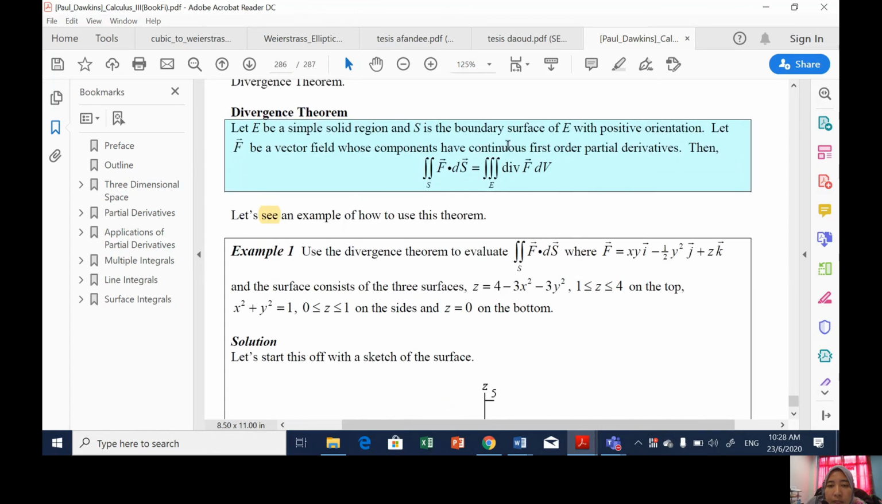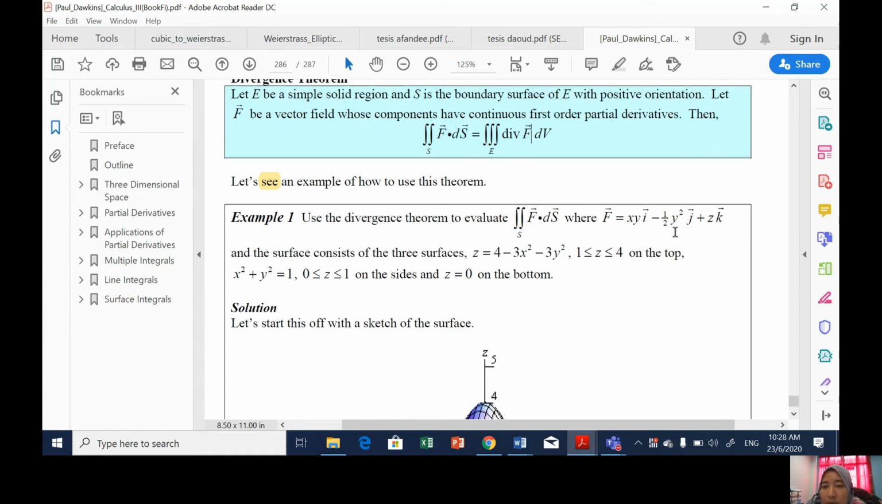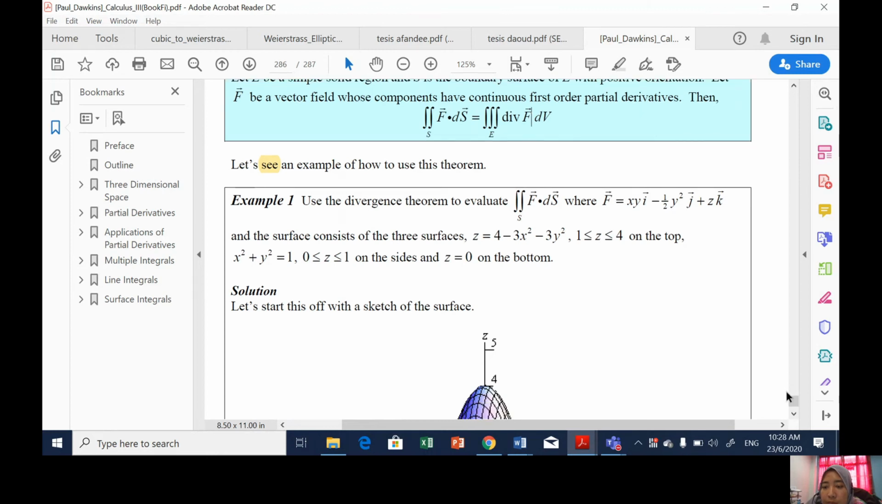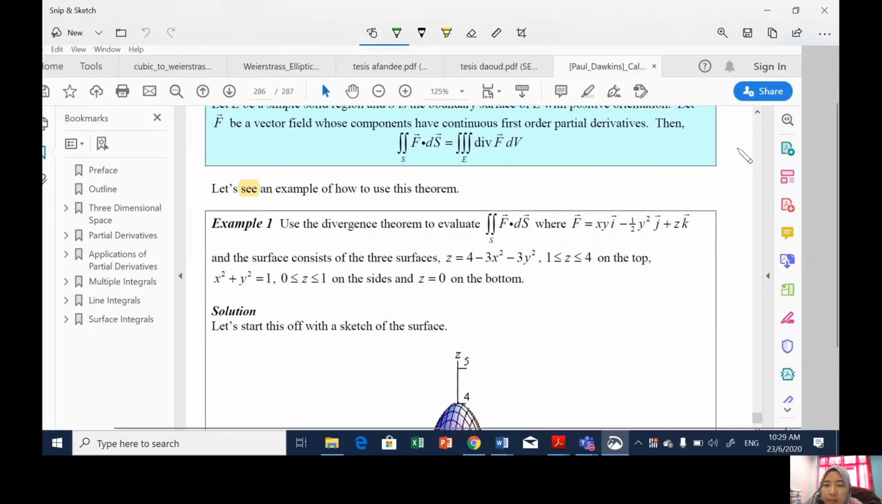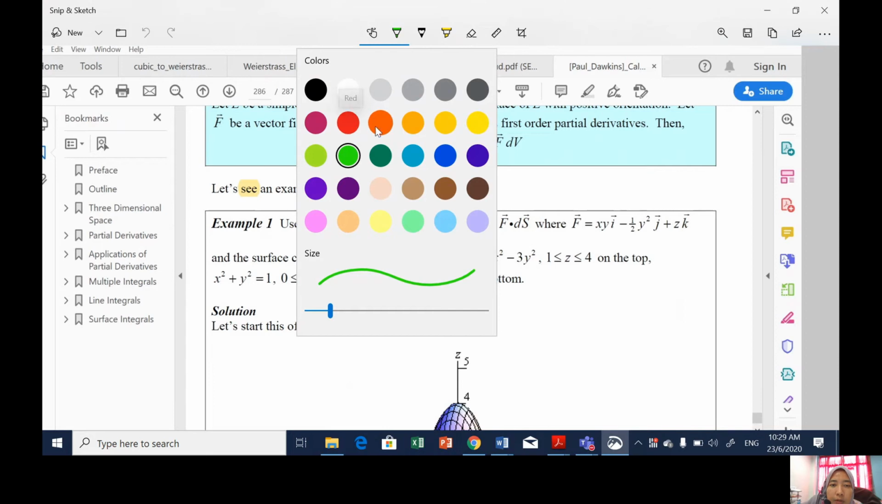So we have decided that in the divergence theorem, the dV that we are going to use in cylindrical will be either dz dr d theta or dz d theta dr. And then we are supposed to evaluate the divergence for the vector field F. Divergence refers to the partial derivatives of this vector field F.